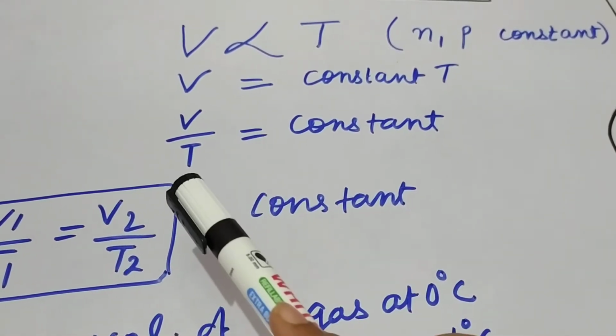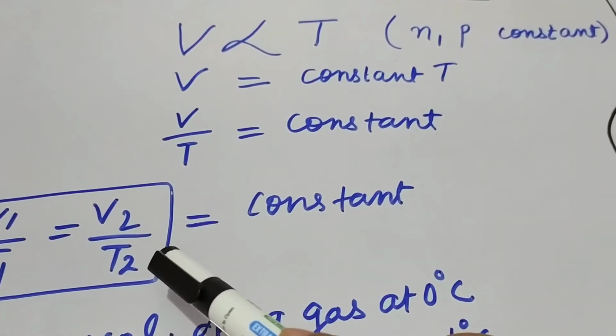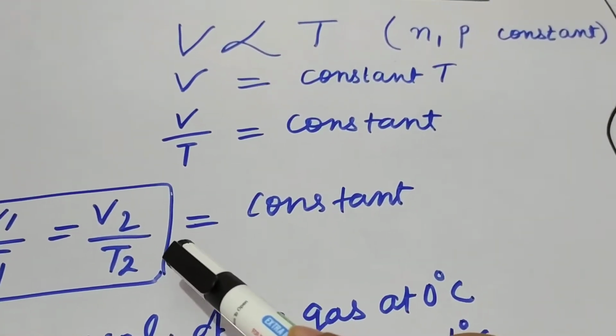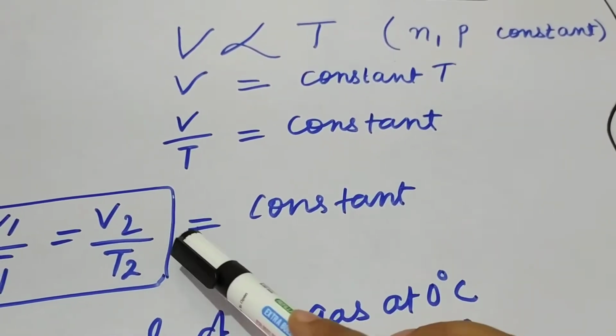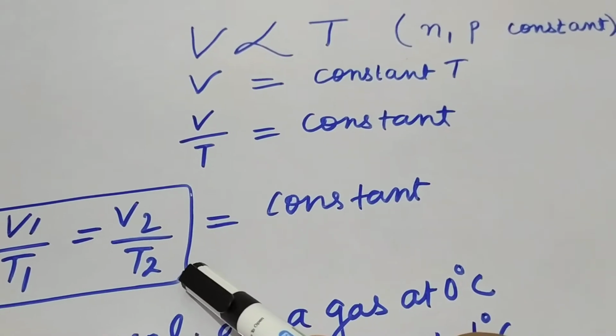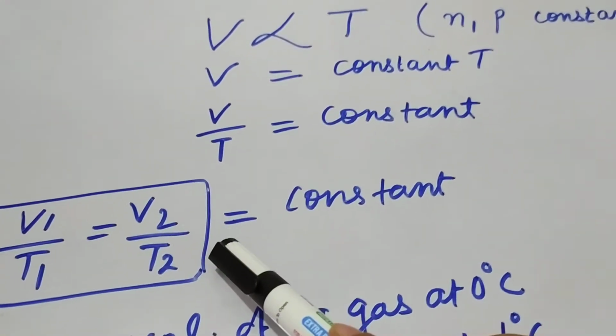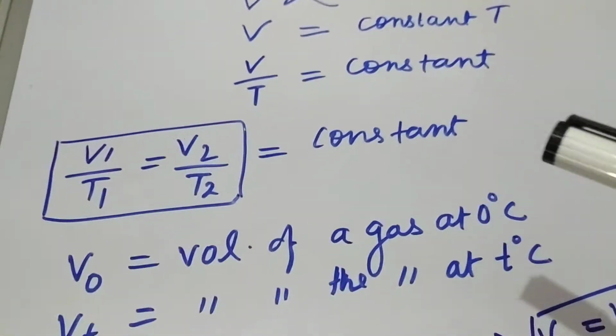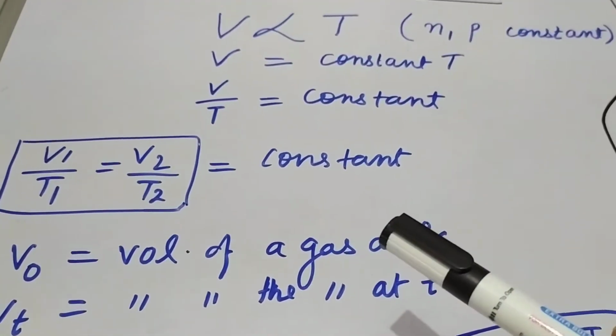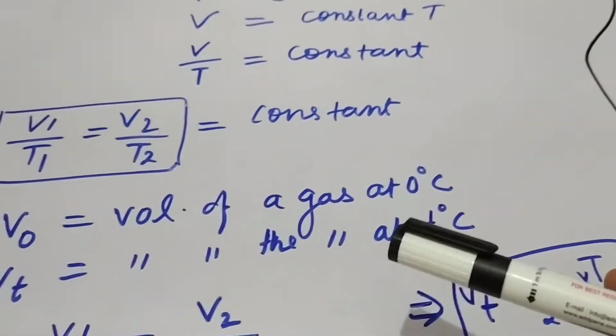If volume increases, then consequently the temperature will also increase. That means the value of V by T will always remain constant for a gas. So in this case, if you know the three values, the fourth value can be easily calculated. Now this Charles' law can also be defined in another way.